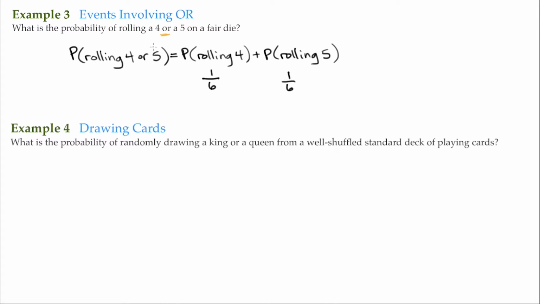So then what's the probability of rolling a 4 or a 5? Well, we just simply add the two probabilities together. So that's going to be 1/6 plus 1/6. That's 2/6. And of course, that's 1/3. And we know that to be 33.33%.